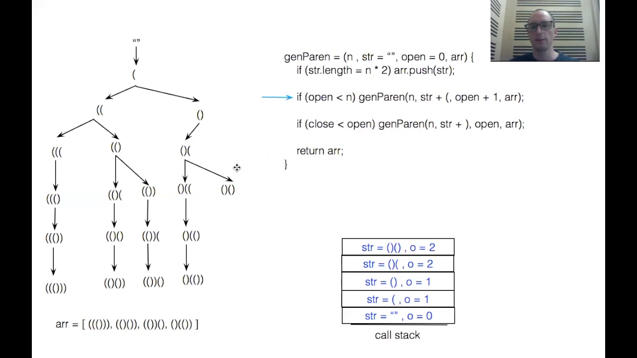Our string is not the right length. We can add an open, so we'll do that, pushing that onto the stack. Our string is not the right length. We've used all our opens. We can add a close paren, so we'll do that, pushing that onto the stack.